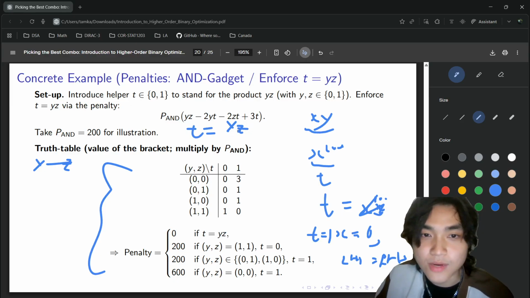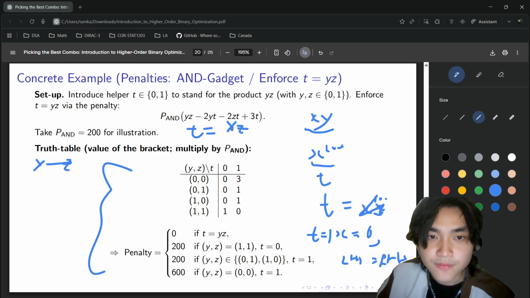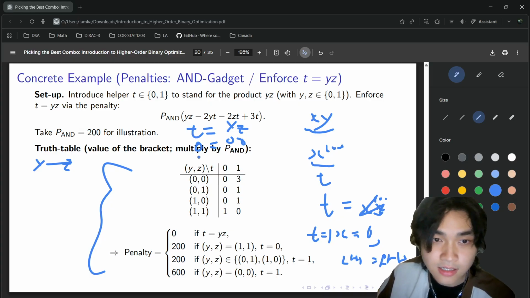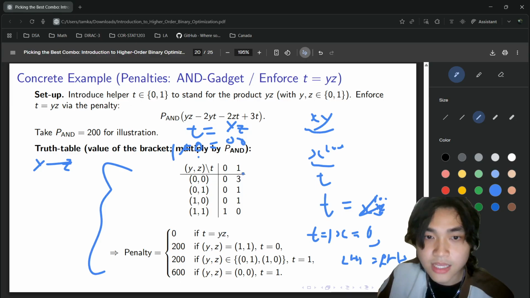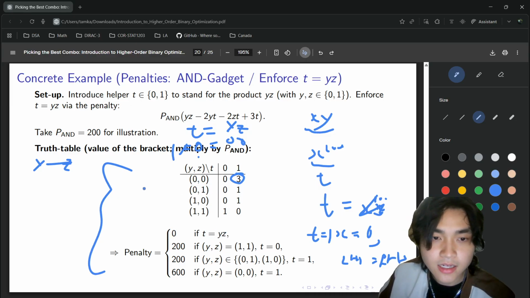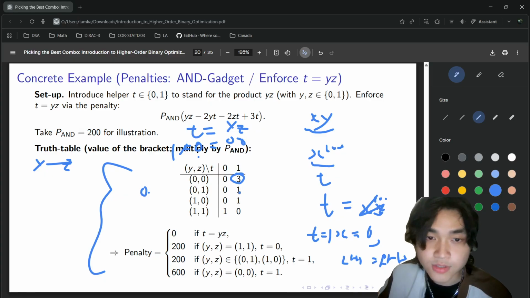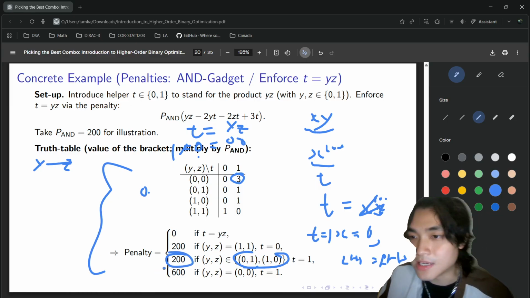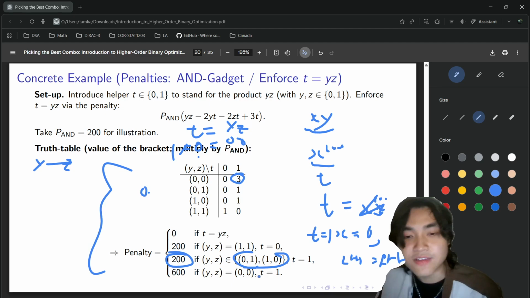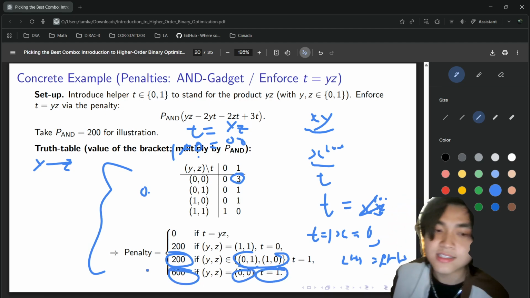So t equals y and z, right, in this case. So if y and z is 0, this should be 0. But if this is not 0 and this is 1, then we introduce a penalty here, which is 3. And as you can see over here, the penalty will be 200. If say 1 times 0 is 0, but the t is equal to 1, or the other way around, then we will penalize it by adding 200. And if both of them are 0 and t equals 1, they will add 600.